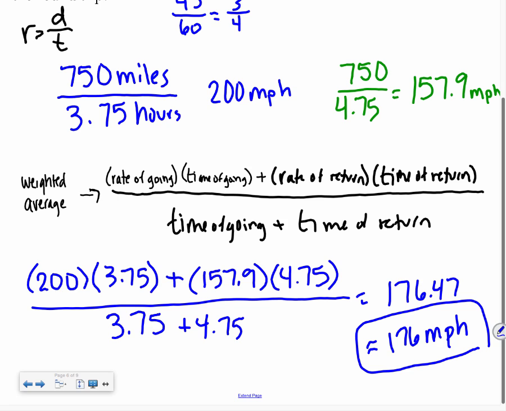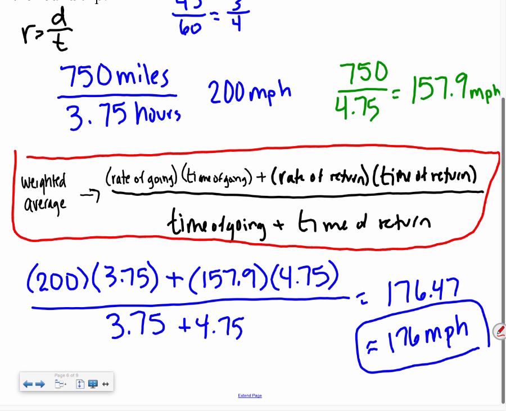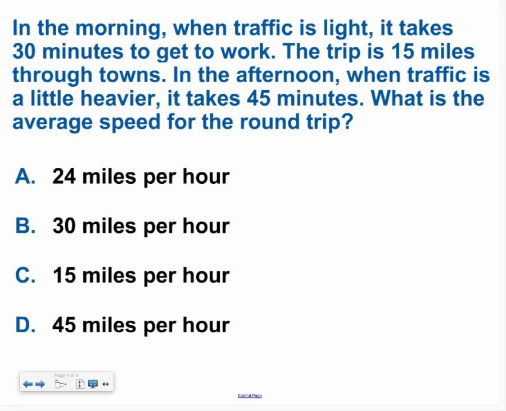I recommend somewhere in your notes making note of this right here to help you, okay? Go ahead and try this next one on your own, see how you do. Alright, hopefully for this first one you ended up with 24 miles per hour. If not, be sure to ask for some help. I'd be more than happy to help you.